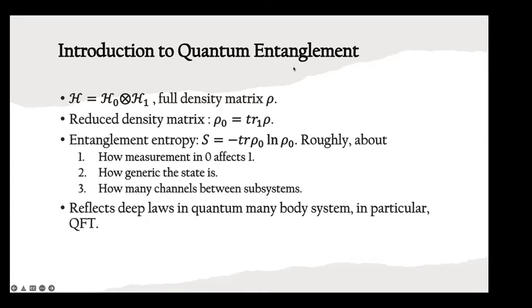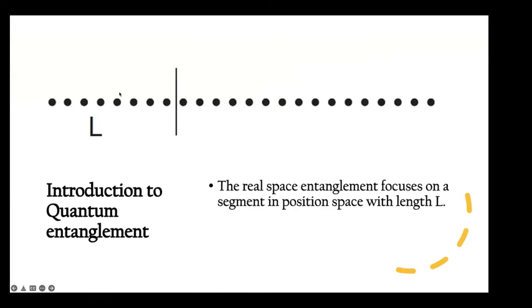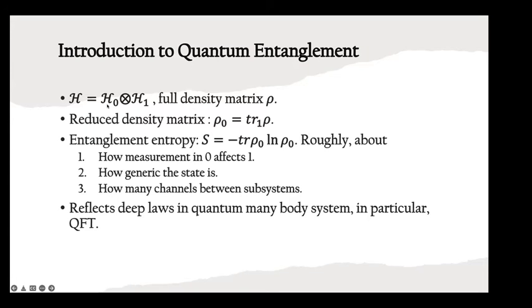So quantum entanglement, I think everyone knows, is that the Hilbert space of the quantum system has some sort of tensor product structure with different kinds of degrees of freedom, and with a full density matrix. The reduced density matrix is formed by tracing out some of the degrees of freedom. Then, even if the initial density matrix is a pure state, the reduced one is not necessarily a pure state.